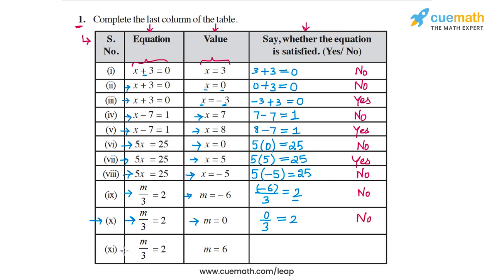And finally in the 11th part, we have the equation m by 3 equal to 2 again, and we have m equal to 6 as the variable's value. So substituting 6, we get 6 by 3 is equal to 2. Now 6 by 3 is 2 and the RHS is also 2. So in this part the equation is satisfied. So with this, all parts of question 1 are completed, and this is how you can do question 1.